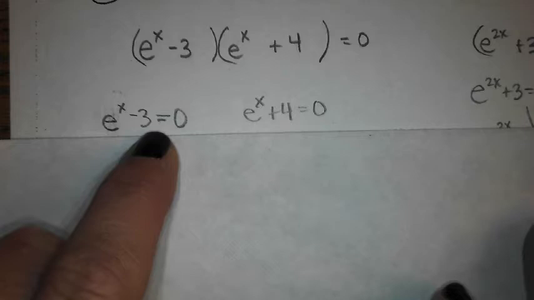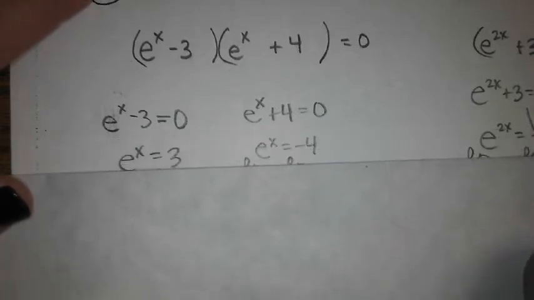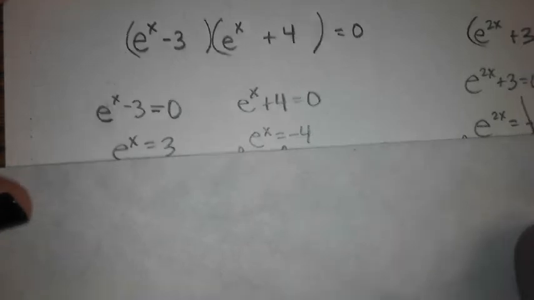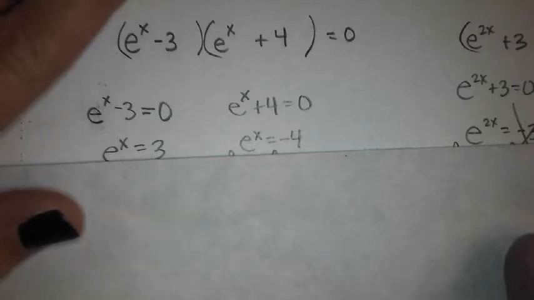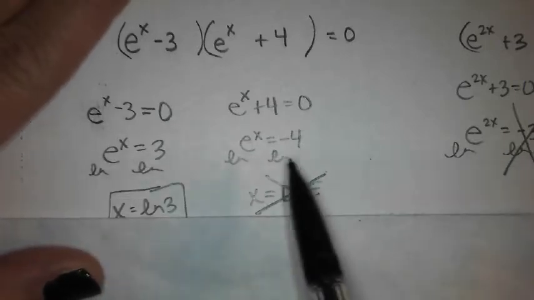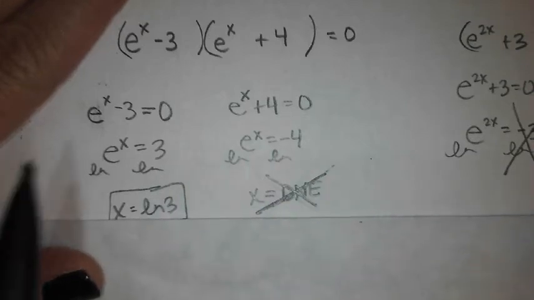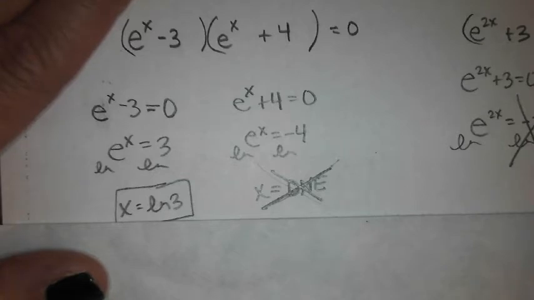On the left one, we're just going to add 3 to both sides, and on my right one, we're going to subtract 4 from both sides. And in both cases, it's just e to the x, so it's very straightforward. Just take the natural log of both sides. Which one is that going to give you trouble on? Because you can only take the log of positive numbers. So this answer, the natural log of negative 4, doesn't exist, so that doesn't give you anything. But your only solution is the natural log of 3. Okay?